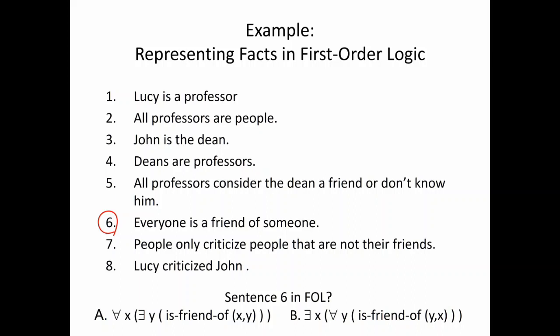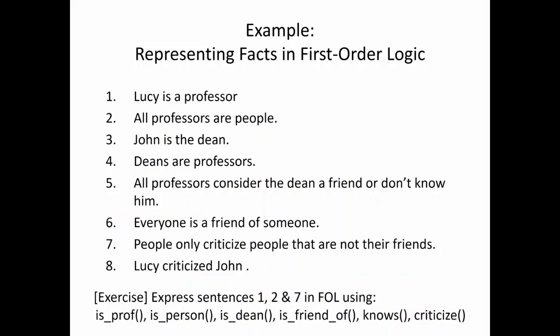Okay, so it says everyone is a friend of someone. So for every x, there exists a friend. So A would be the correct answer. If you were to write B in English, what would that mean? There is someone who is friends with everyone, which is not what 6 is saying. Okay, I want you to take some time and express sentences 1, 2, and 7 in first order logic. And here are the predicates that you can make use of. Please pause the video and resume when you're finished.